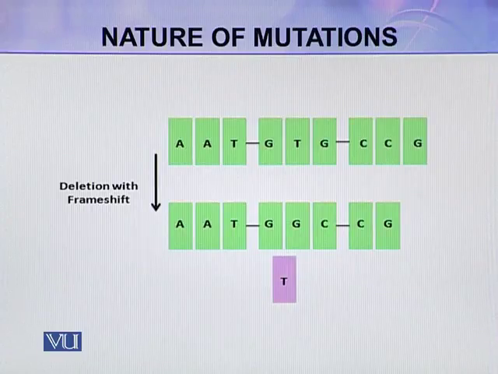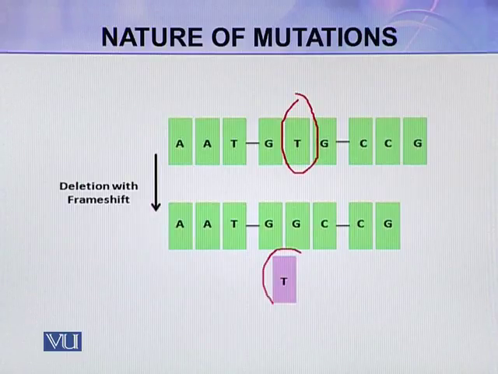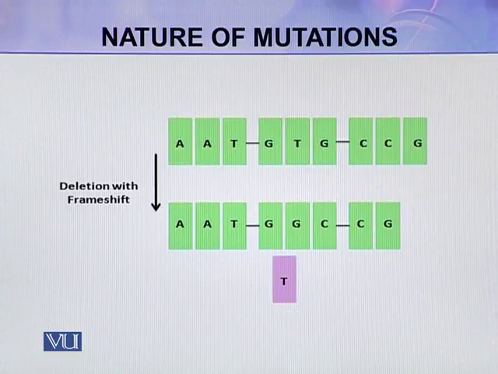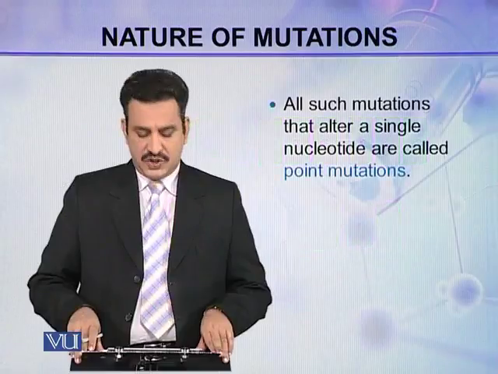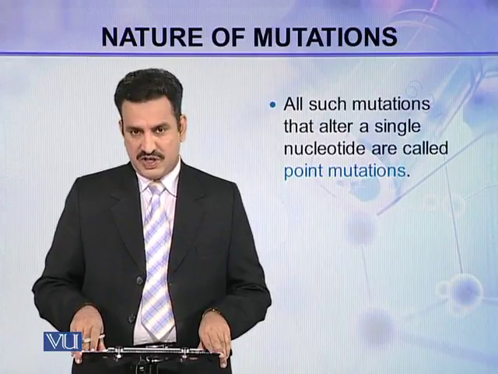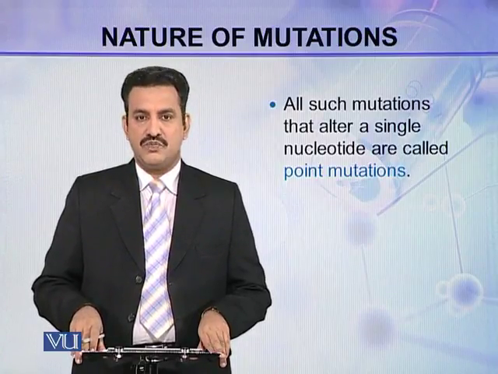Similarly, this is a deletion. In this case, this T, which was present in the original sequence, has been deleted. So by the deletion of this T, from this T onwards, there will be a frame shift. So these are called deletions or insertions. All such mutations that alter a single nucleotide are called point mutations.